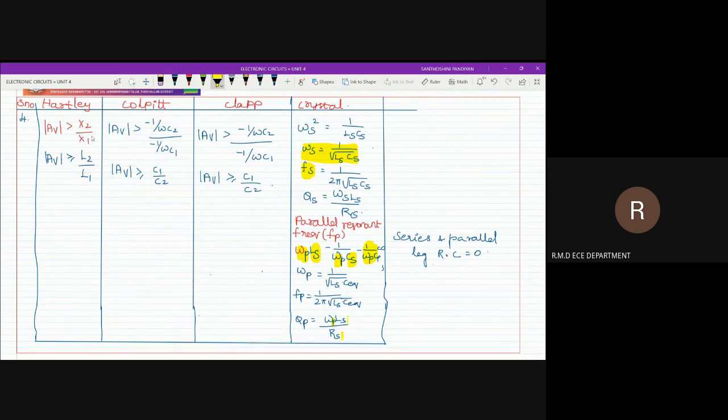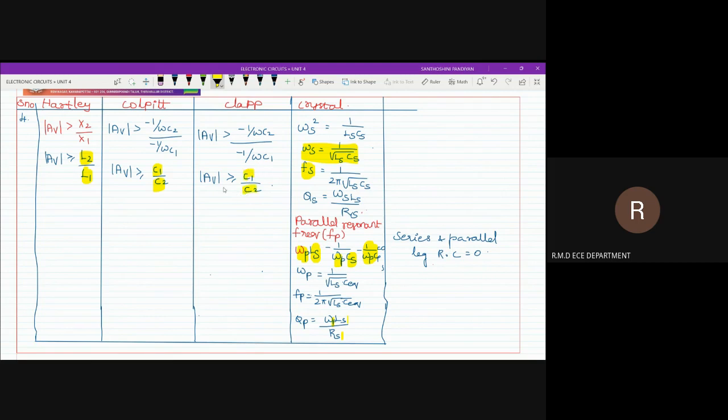And for Hartley, Colpitts, and Clapp, we have one more condition: by equating the real term, I am getting the equation A B is greater than x2 by x1. So I just substitute. In Hartley, both x1 and x2 are inductors. In Colpitts, they are capacitors, so it is in the denominator term and gets reversed, so you get C1 by C2. In the Clapp oscillator, x1 and x2 are as usual the same as in the Colpitts oscillator, so C1 and C2.